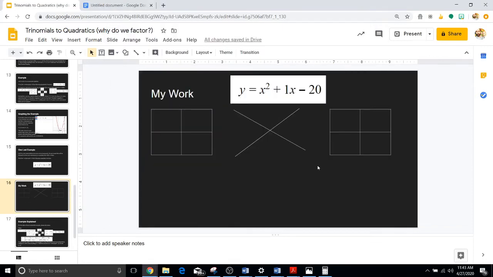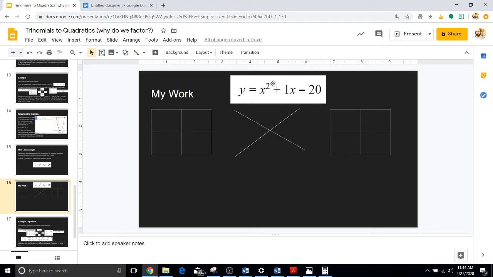Alright guys, we're going to attempt this example right here. We're going to try to factor out some x-intercepts from it. So it says y equals x squared plus 1x minus 20. As you can probably expect, I'm going to be using the box and diamond method here.